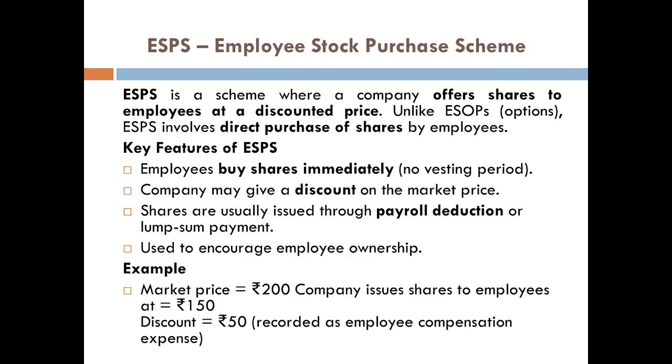Now we come to employee stock purchase scheme. Employee stock purchase scheme is a scheme where the company offers shares to employees at a discounted price, unlike the employee stock option scheme. In case of ESPS, direct purchase of shares is offered to the employee. There is no vesting period involved as far as ESPS is concerned. Employees buy shares immediately. They need not wait.